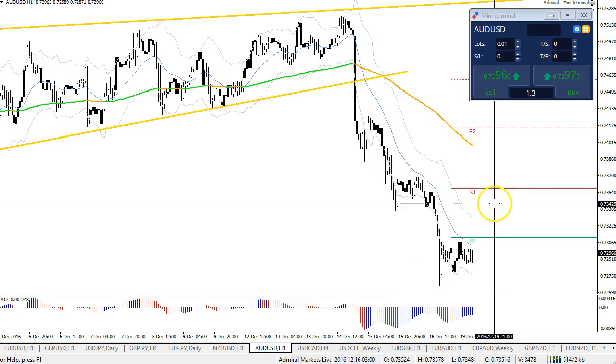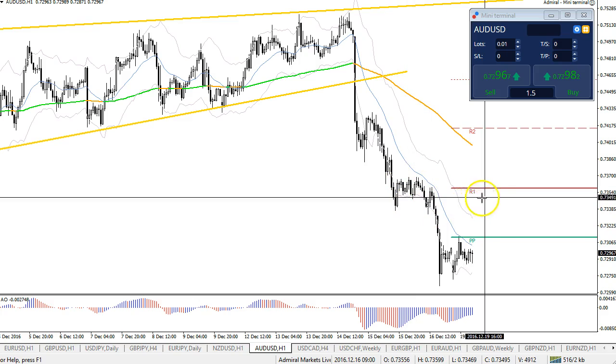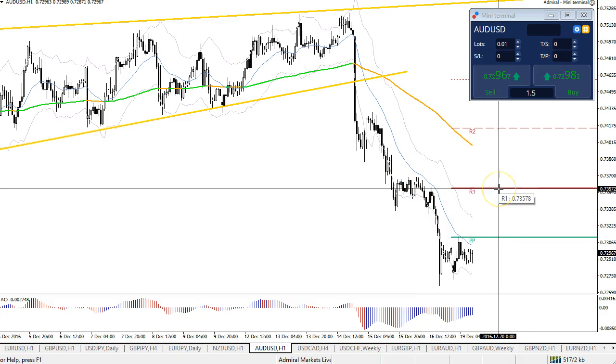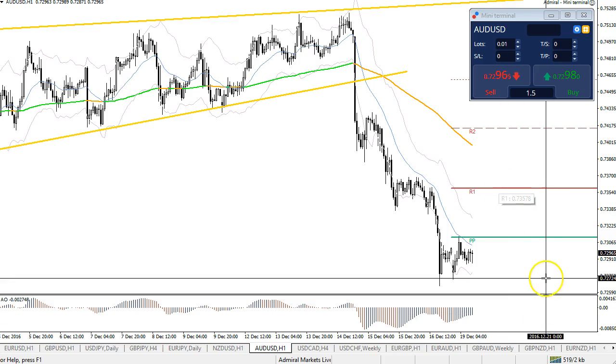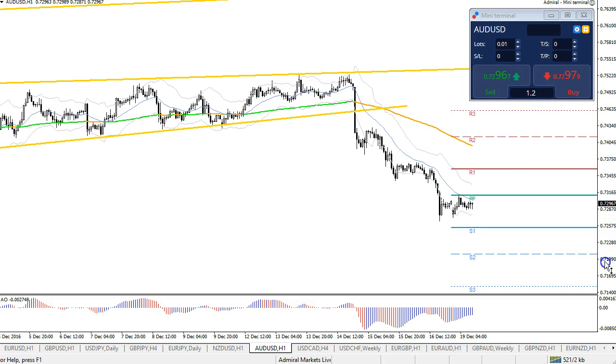What I would like to see is maybe a hook back to this zone, this resistance zone, and the R1. I think that could be an interesting resistance reversal area for a continuation of the downtrend. And if price does get to the R1 and turn, I think it could fall down to S2, S3, and make a pretty good fall from the R1.